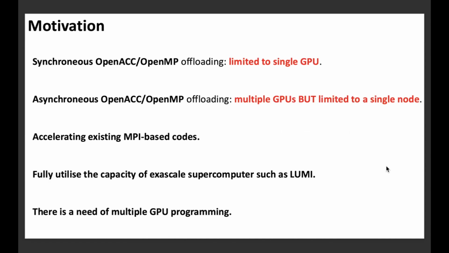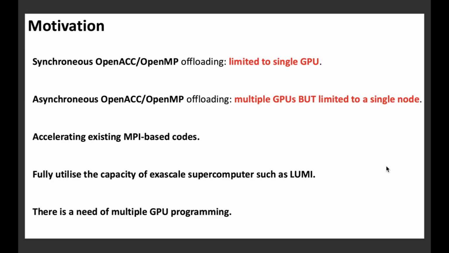And the main motivation here is that you have seen OpenACC and OpenMP. So this is basically limited to a single GPU. You could obviously use asynchronous OpenACC to run on multiple GPUs, but once again, you will be limited to a single compute node. So therefore, there is a need for some applications to run on multiple GPUs, not only within a node, but also across multiple nodes.